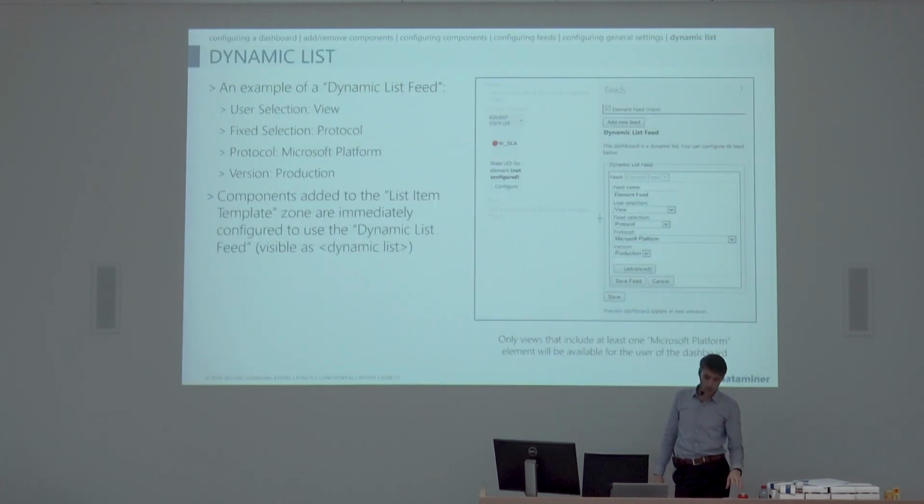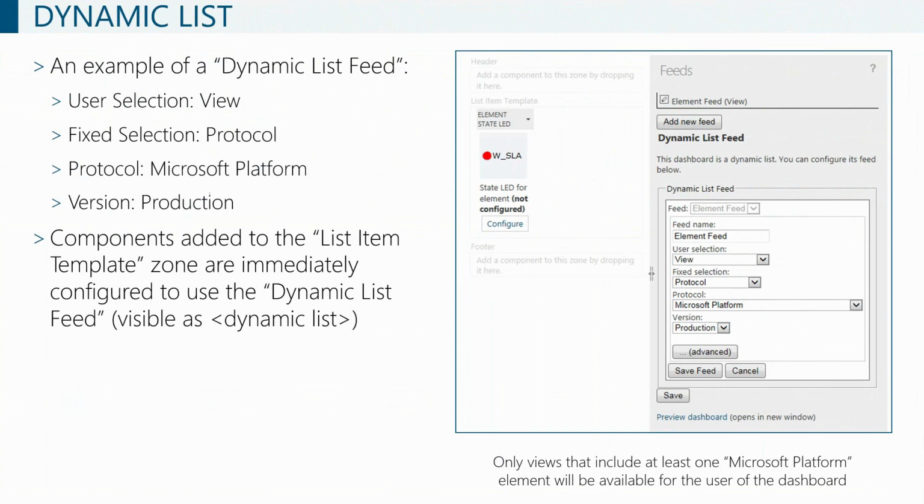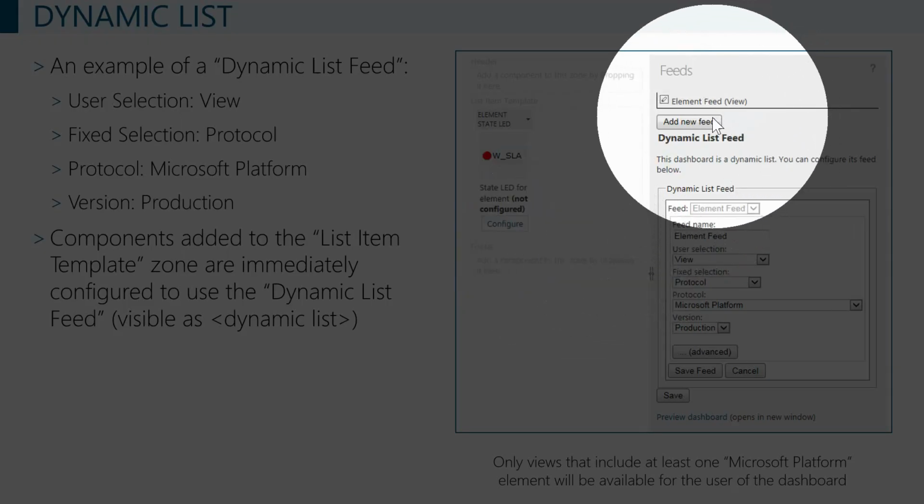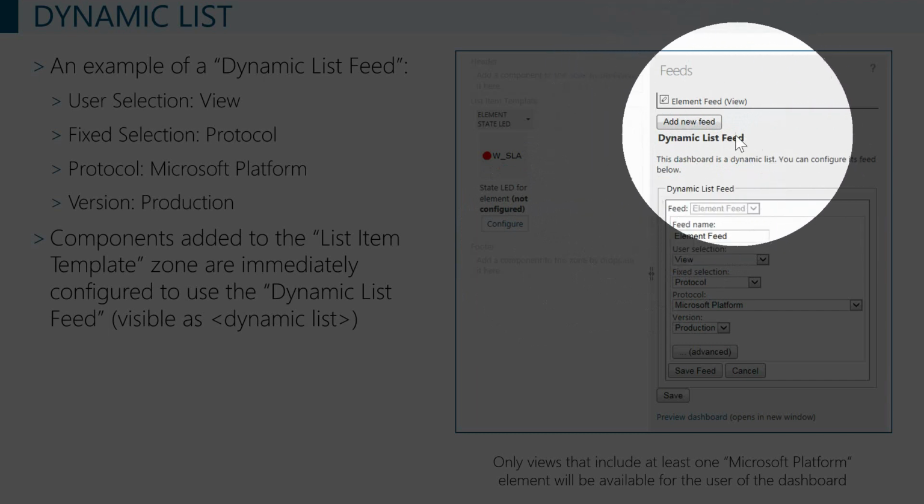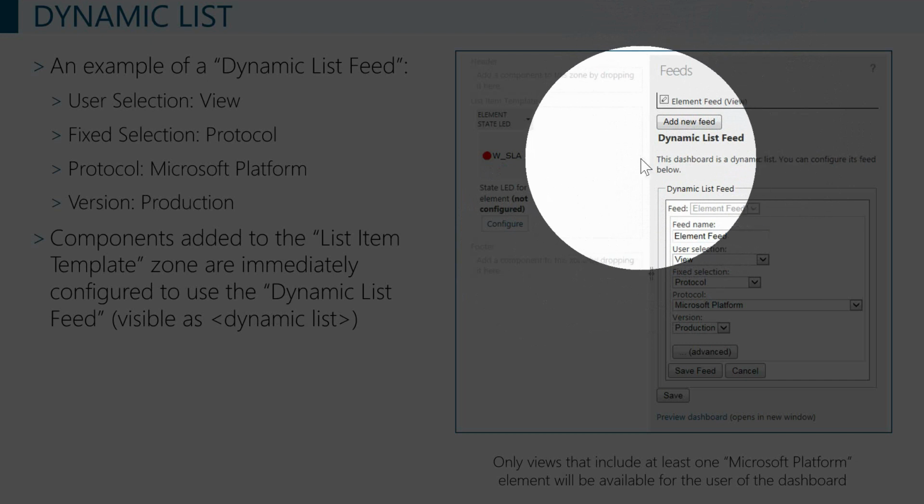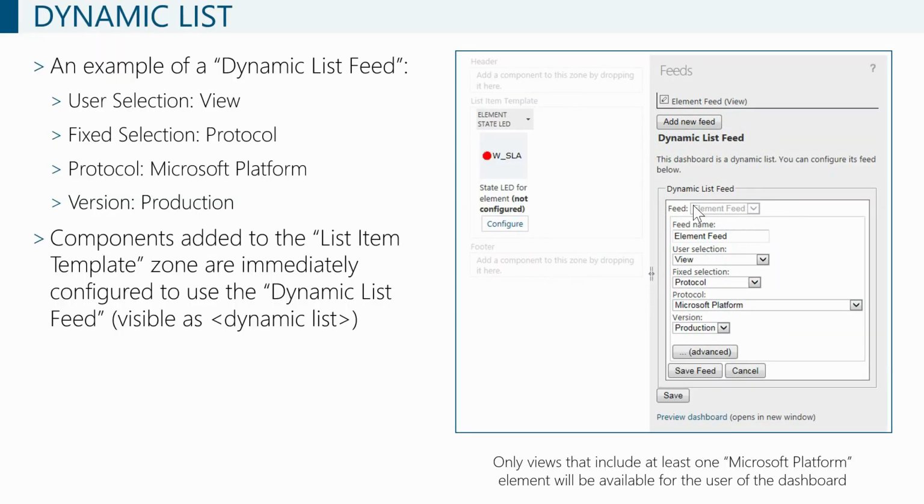But the first thing we will need to do is create a feed to iterate over. And that's why my dynamic list says it was not configured yet. It needs to be configured first by going to the feeds, where you will have not only the regular feeds there, but also dynamic list feeds. And that's what we will need to create.